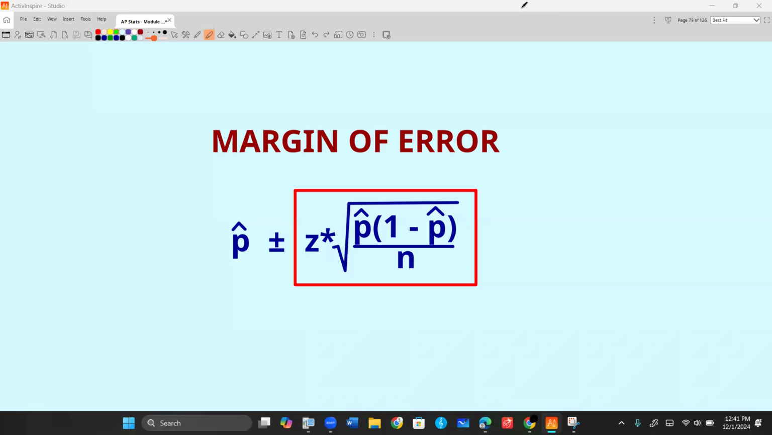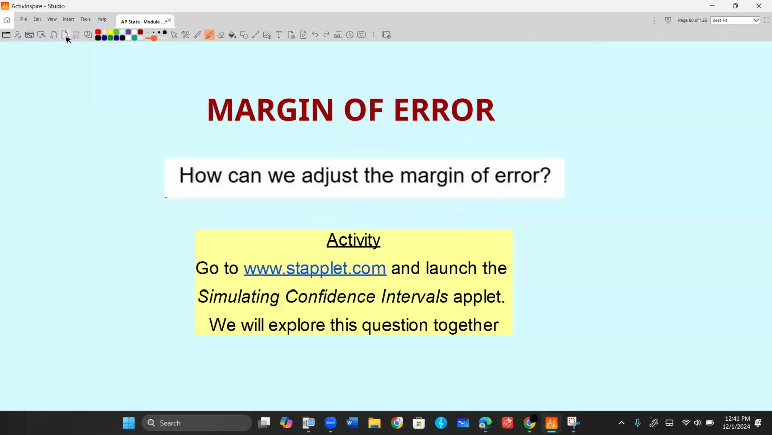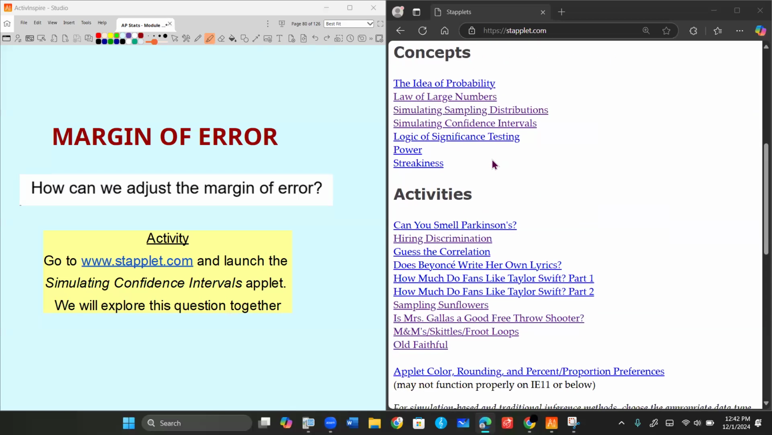Welcome back. In this video, we're going to be talking about how to adjust the margin of error in the one sample Z interval for P. So specifically what I have boxed here. We're going to do a little activity on Statplet. If you go to statplet.com and go down to concepts, simulating confidence intervals.